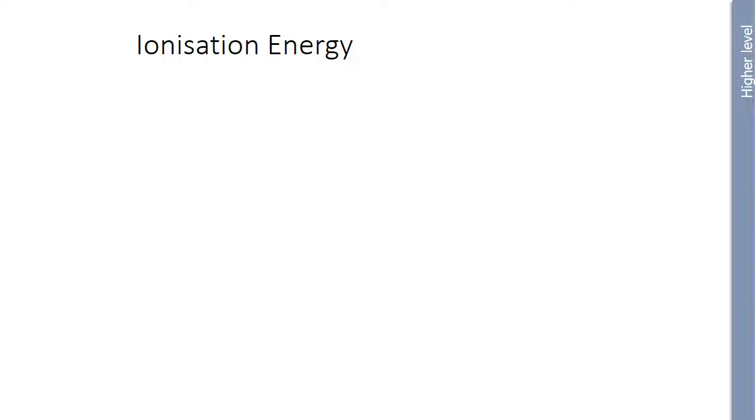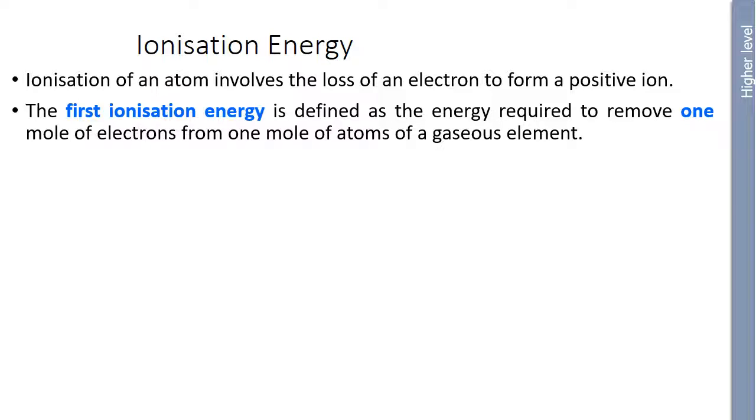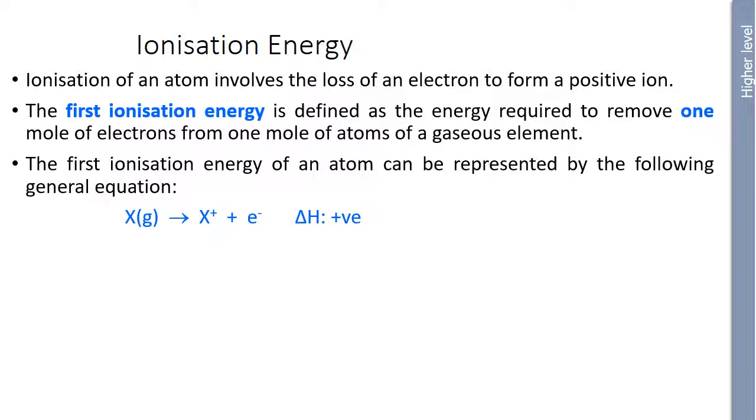So, in terms of electrons, let us look at something called ionization energy. And we're going to relate it back to the earlier topic around electron configuration and the structure of the atom. So the ionization of an atom involves the loss of an electron to form a positive ion. And the first ionization energy is defined as the energy required to remove 1 mole of electrons from 1 mole of atoms when that atom is in the form of a gas. And here is the equation.